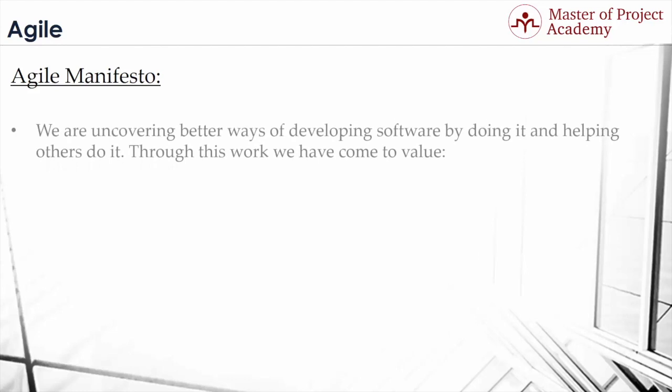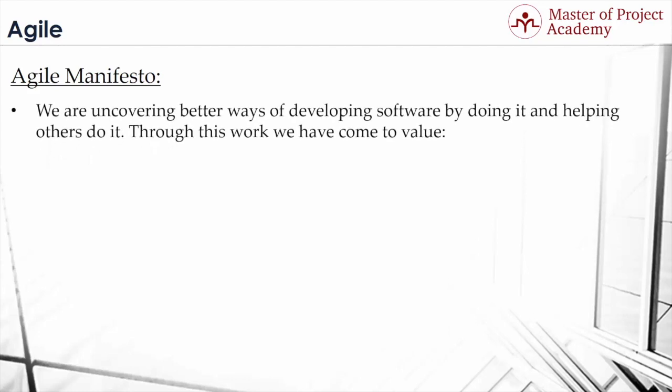Agile Manifesto. As we described already in our previous lectures, in 2001, 17 individuals gathered in Utah to find common ground around Agile. These individuals agreed and signed off 4 common values that led to the development of the Agile Manifesto. Agile Manifesto states that we are uncovering better ways of developing software by doing it and helping others to do it.